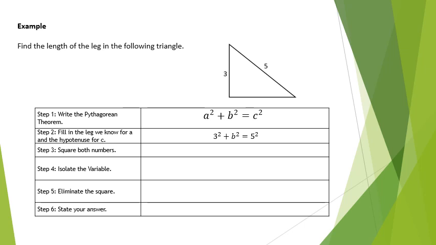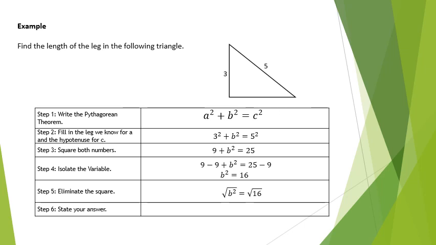So the leg that we know goes in for A, the hypotenuse that we're aware of goes in for C, and we're looking for B in this case. Step 3 is to square both numbers, so 3 squared is 9 and 5 squared is 25. Step 4 is to isolate the variable. So we have a 9 that we have to get rid of to get b squared by itself. So to turn that 9 into a 0, we subtract it. So 9 minus 9 would turn into a 0, but we must subtract 9 from the other side as well to keep it balanced, and we end up with b squared equals 16.